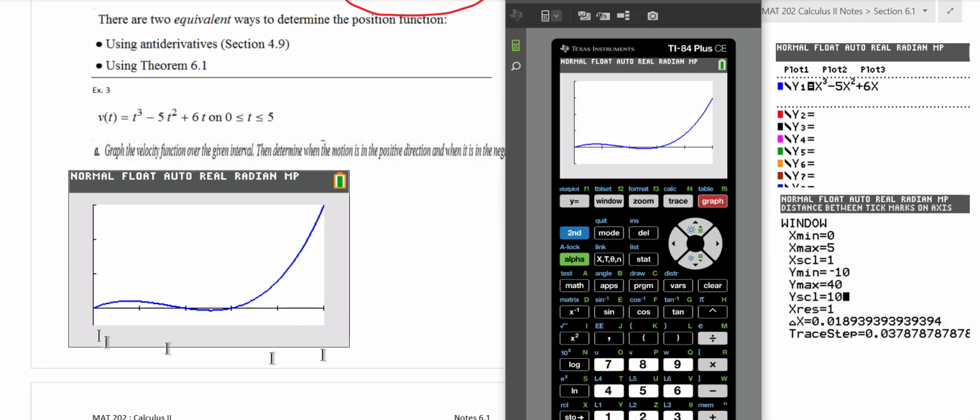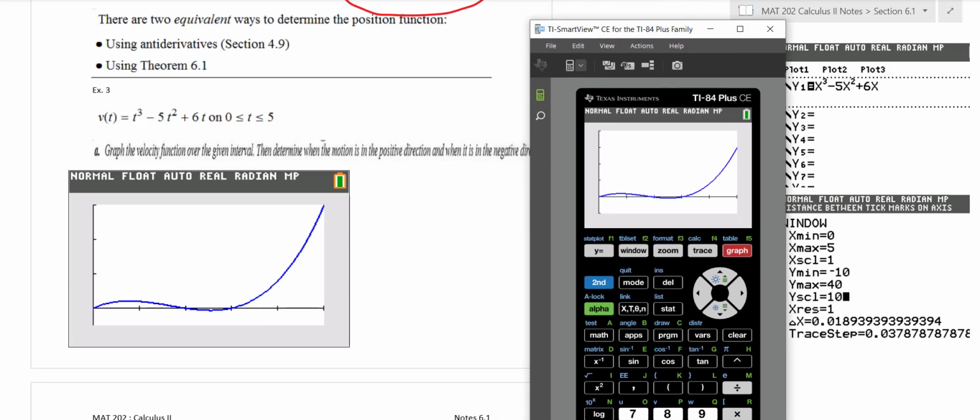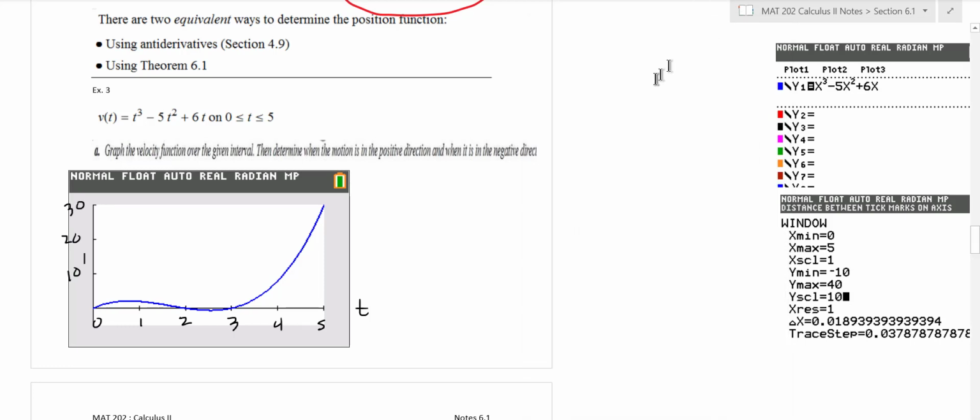Okay, so I end up getting this thing right here. What I want you to do is sketch a graph and label this as 0, 1, 2, 3, 4, 5. That's the t-axis. And on the vertical axis, just 10, 20, 30, and that's good enough. So that's our graph. You can use a graphing calculator to get this.